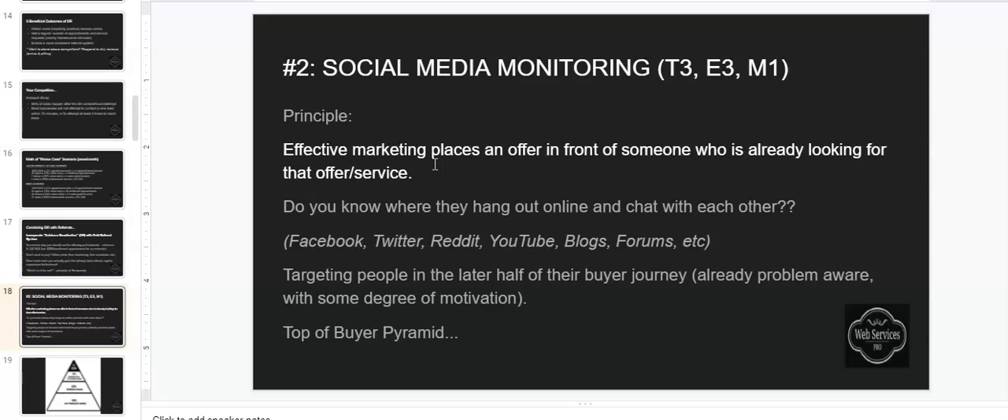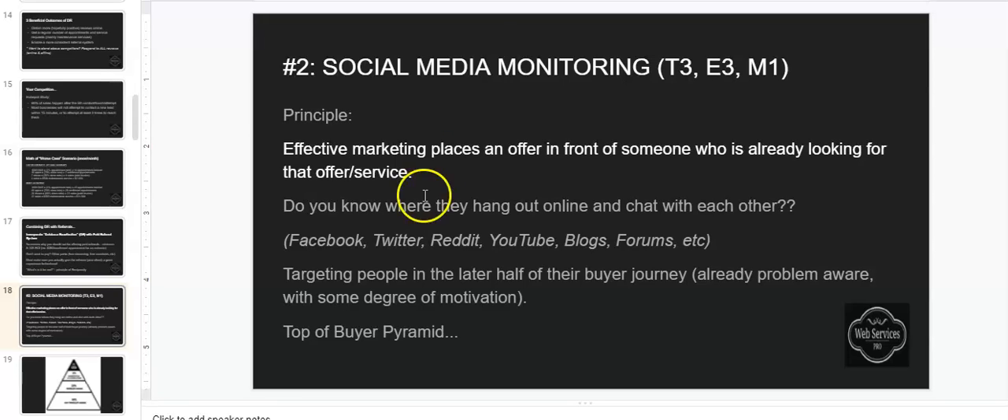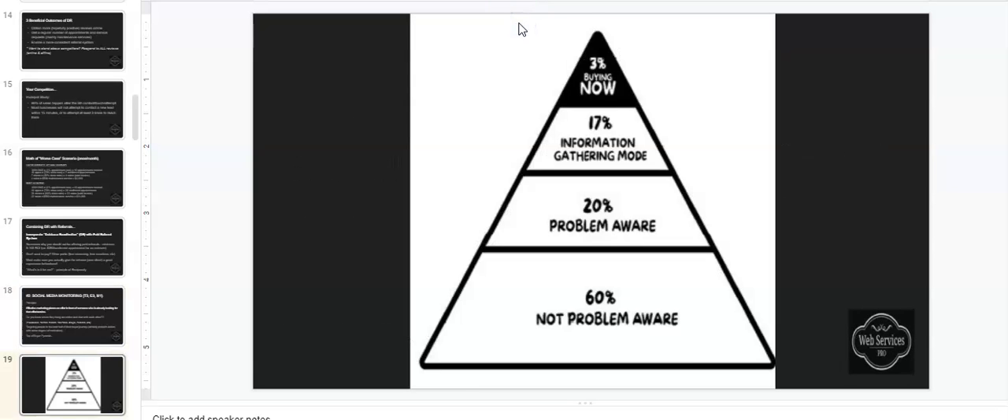They're already problem aware. They already have some degree of motivation. So you're hitting them at the ideal time. Another one, we mentioned the HubSpot blog article there. I'm sorry, not Blogspot, HubSpot. So this is another one here. This is kind of the buyer pyramid.